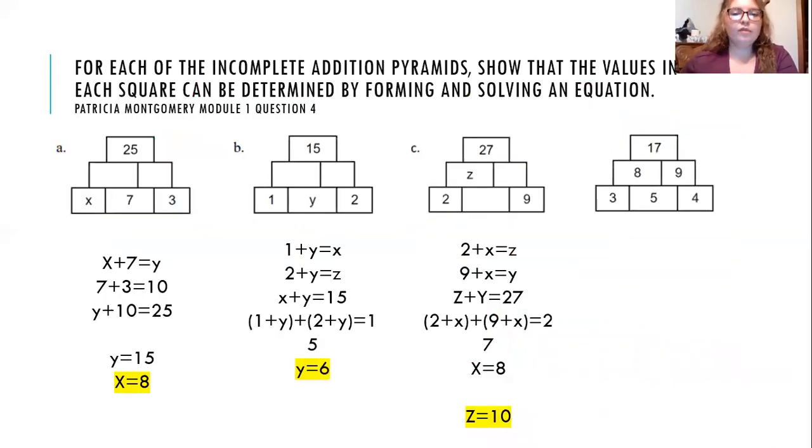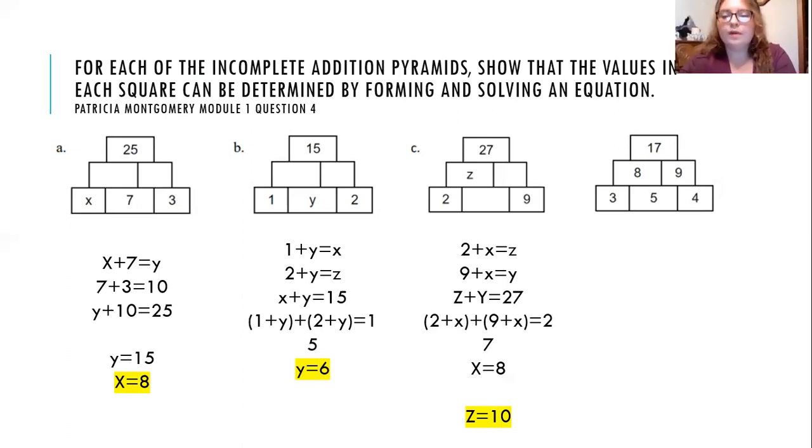For question number 4, they gave us one pyramid to show us how it works, the one that is completely filled out. And then we have A, B, and C that they want us to figure out. They show us in this example that if we start at the bottom here, you add the two blocks that are next to each other to get the one on top. So this 3 plus this 5 equals 8. And the 5 plus the 4 is 9. And then the 8 and 9 equals 17.